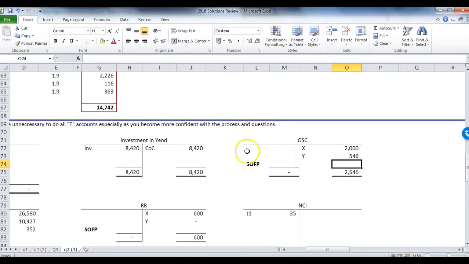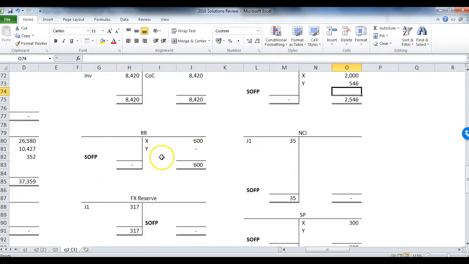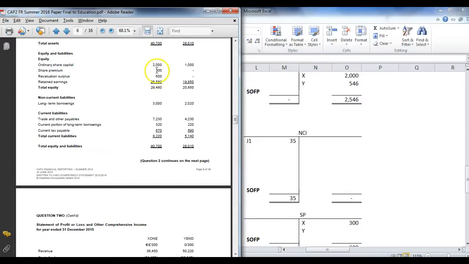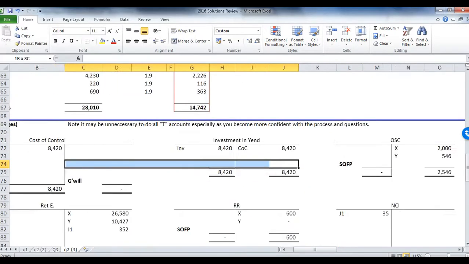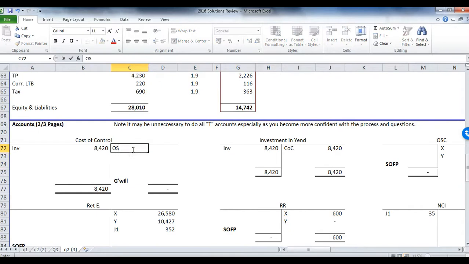Alright. The revaluation reserve, you can see here, it doesn't matter because only the parent has revaluation surplus and only the parent has share premium. So all we're going to be dealing with for the goodwill calculation is going to be ordinary share capital and retained earnings. Now I will do it both ways. I'll do a T account method, and I'll also show you how it shows up as a columnar method as well, just so you're comfortable.